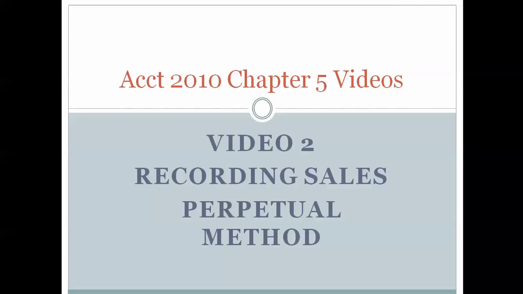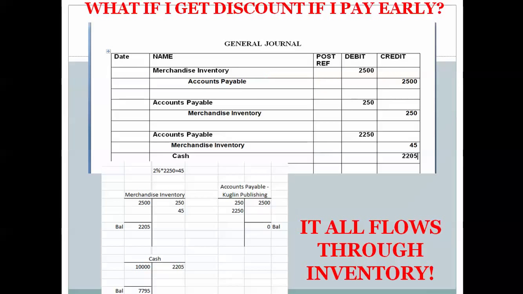In part 2, video 2, I'm going to be discussing when Roadrunners Roost begins selling those workbooks and how we deal with that. And so under the perpetual method, recording purchases only took one journal entry when we recorded the purchase. Under the perpetual method, sales are going to require 2 journal entries to record the sale.